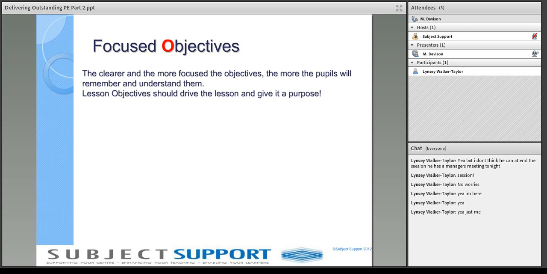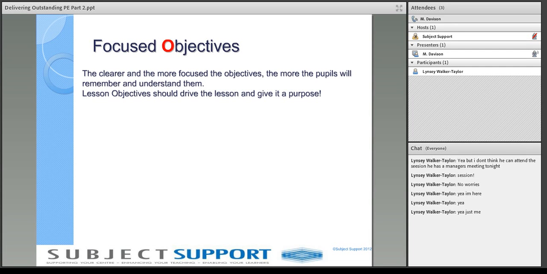And it sounds silly, but obviously objectives are key. They drive the lesson, they give the lesson a purpose. But at the same time, I think it's one part of the teaching, maybe especially in PE and possibly other subjects, I don't know, where we often overlook it. We often neglect the objectives a little bit in focus of other things.